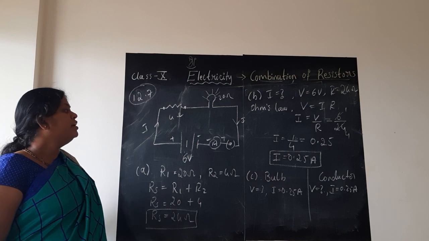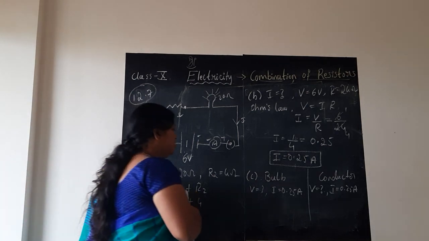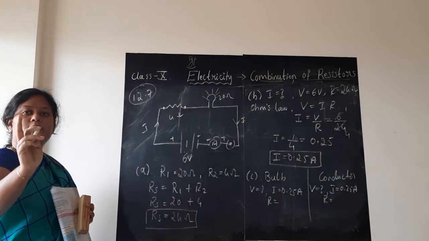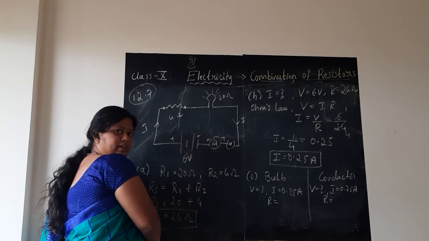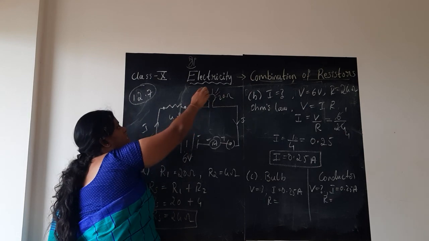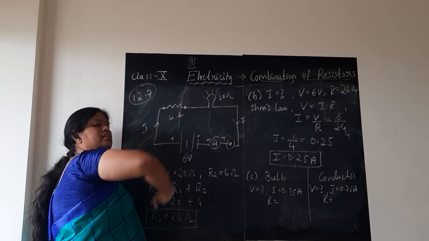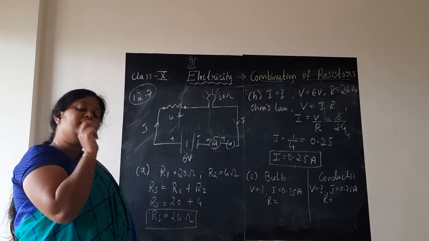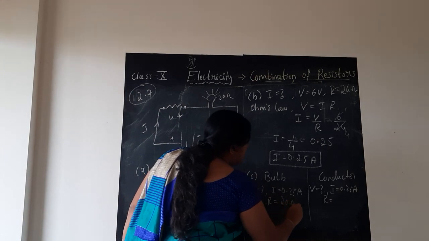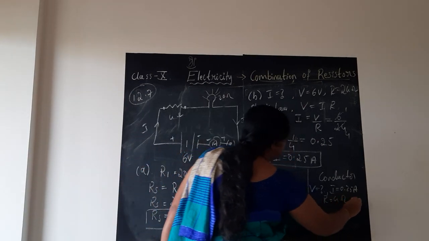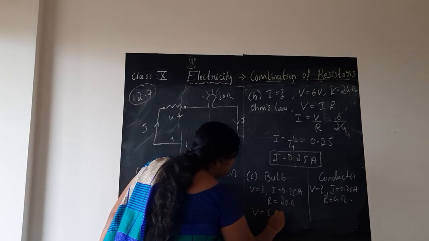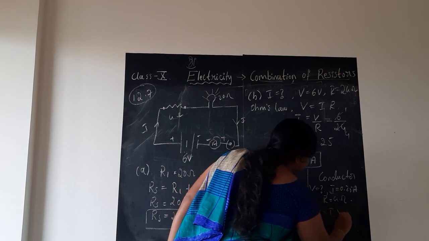I is 0.25 ampere. Now R. Can I write R is 24 ohms? No, you will go wrong. Why? 24 ohms is the total resistance, children. But how much resistance the bulb has and how much resistance the conductor has is given separately. So we should substitute those values of R. For the bulb, it is 20 ohms, and for the conductor, R is 4 ohms. Again, apply Ohm's law. So V is equal to I into R in both cases.